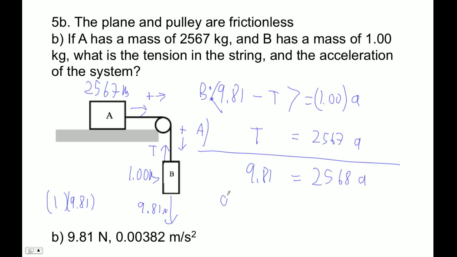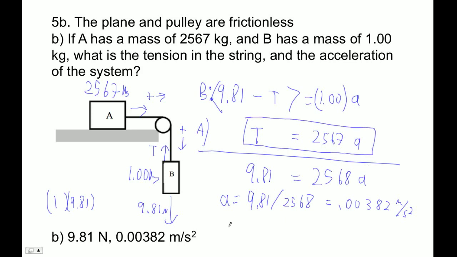Now we can find the acceleration. It's going to be 9.81 divided by 2,568, and that is 0.00382 meters per second squared. Then we can find the tension by simply plugging into this formula.